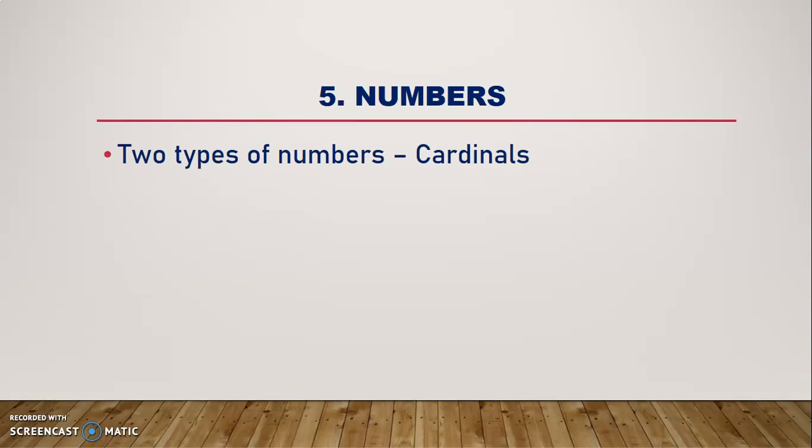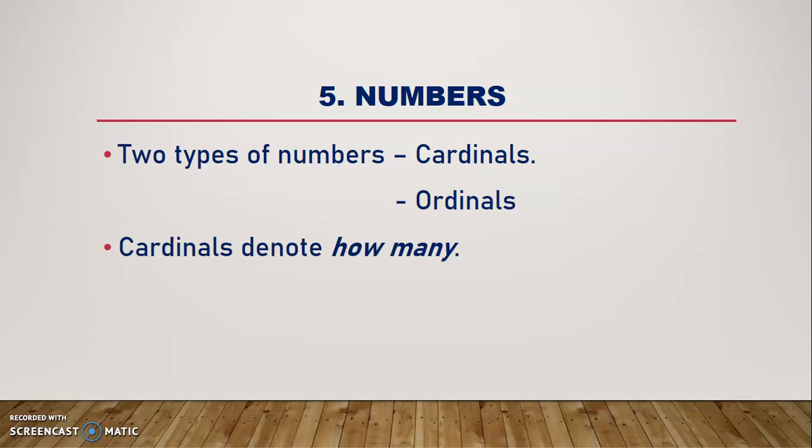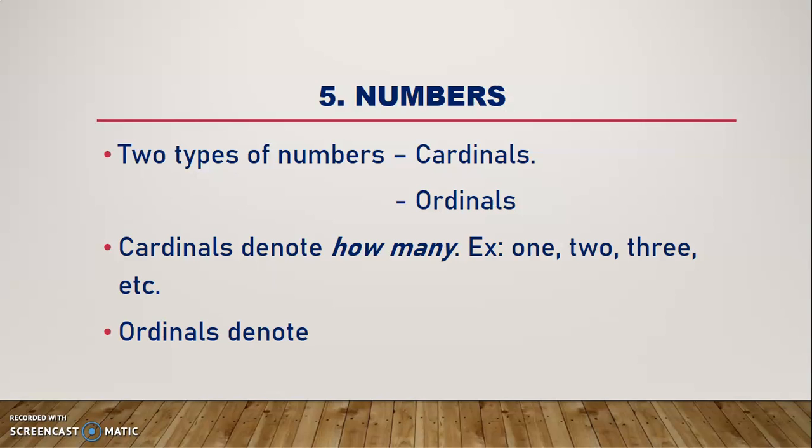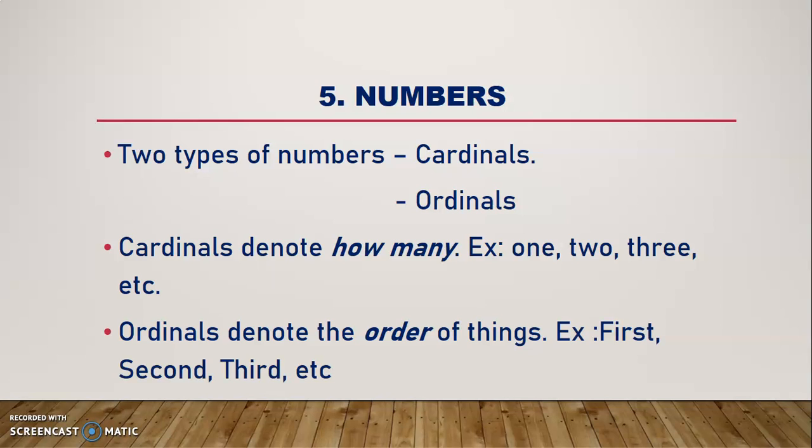And the last type of determiner is numbers. Numbers are of two types, cardinals and ordinals. Cardinals are numbers which give the answer to the question how many. They come in a series, 1, 2, 3, in this manner. Ordinals denote the order of things, first, second, third in this way.